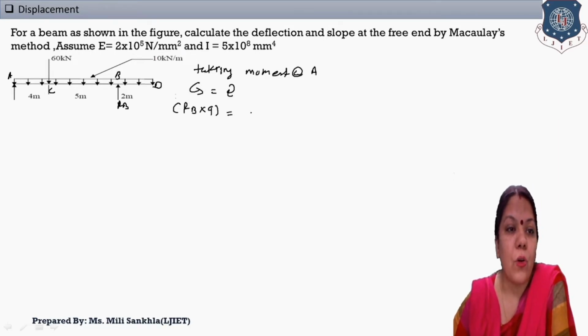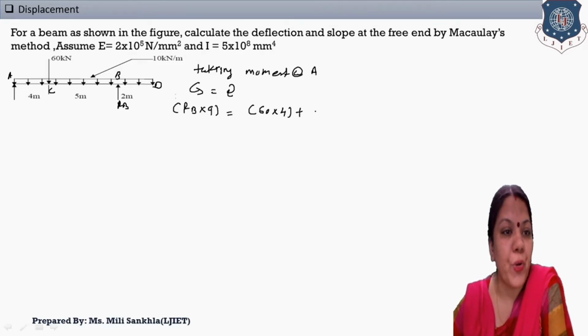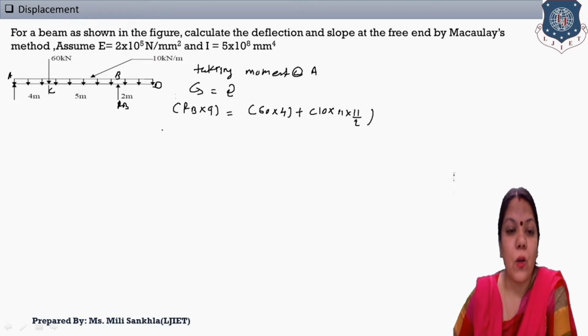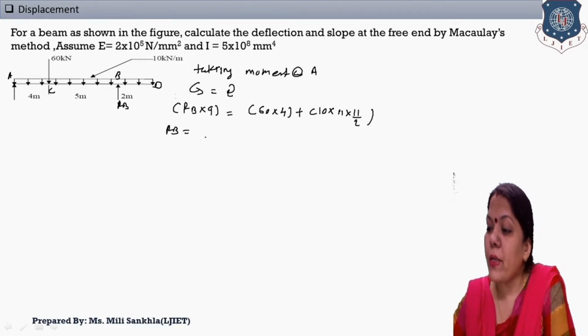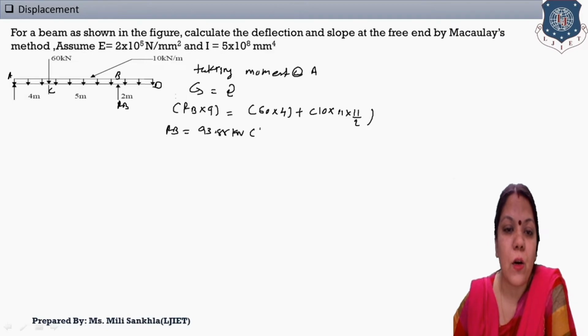Okay, now first the point load is given, 60 into 4, that is our clockwise 60 into 4, and second the UDL is given on the entire span, and what is the moment of UDL? Load into distance. This one is 4 plus 5 plus 2, that is 11, 11 into 11 by 2. Now after simplifying we get reaction at B is equal to 93.88 kilonewton in up direction.